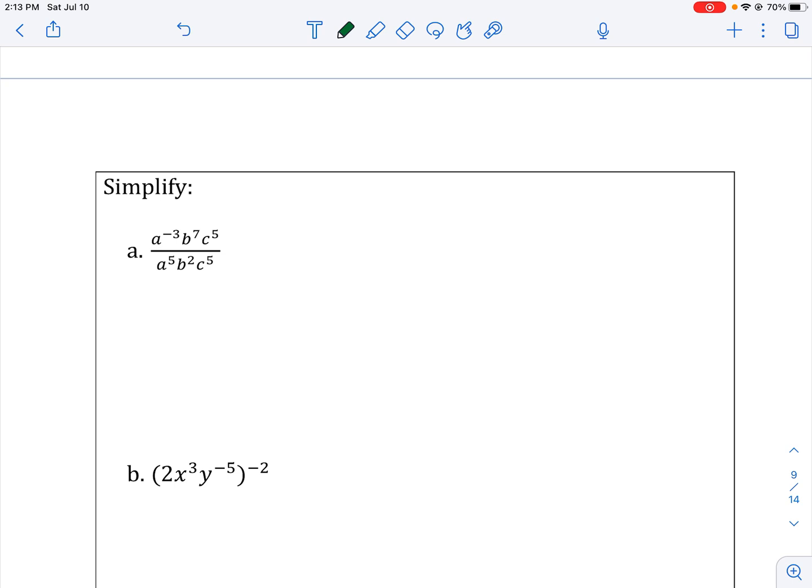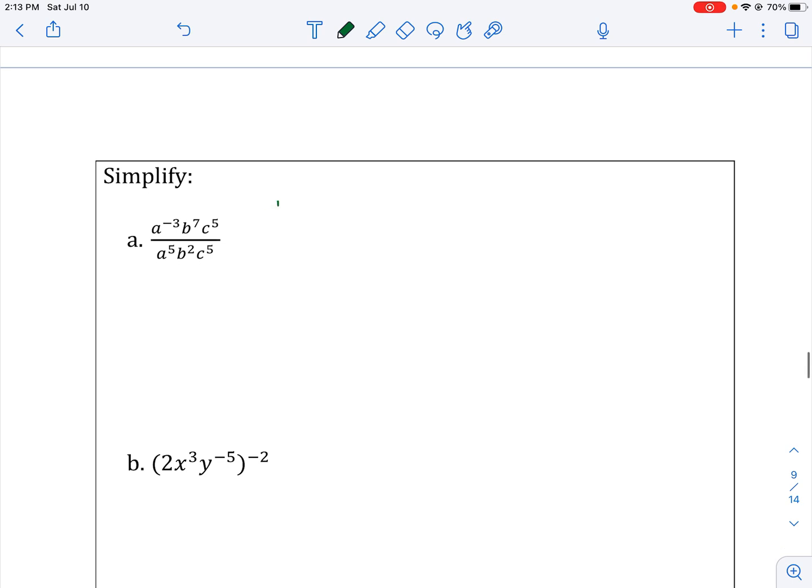Here we go. Split everything up. A to the negative third over a to the fifth. Like base. Here's my b for my like base.